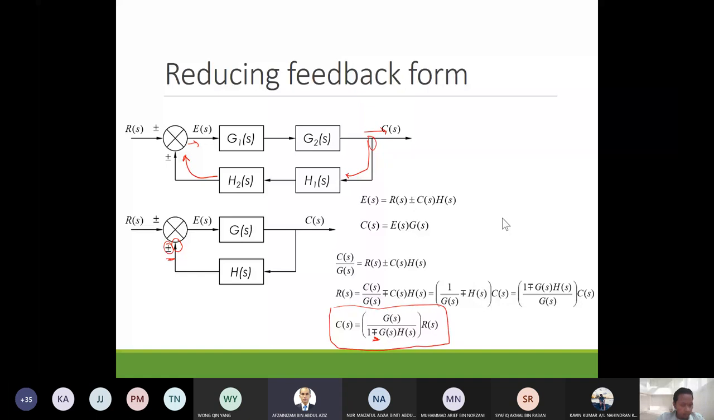If the feedback sign is minus, then the equation is plus. Is it? Yep. You have to look at this symbol at the backward signals. Okay. If plus, then minus. If minus, then plus.